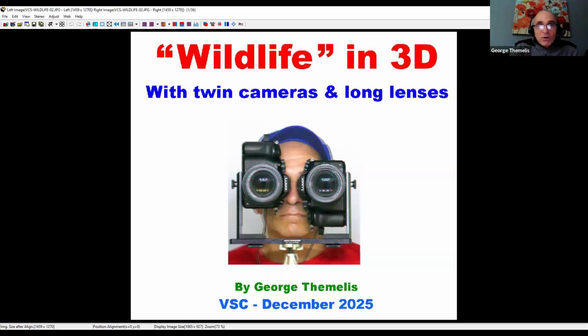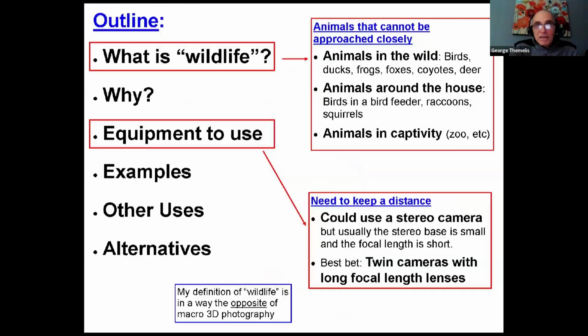So here's an outline of my presentation. It's about wildlife in 3D. So what exactly is wildlife? I define this as animals that cannot be approached closely. That includes animals in the wild, like birds, ducks, frogs, foxes, deer here in this area. Also, animals around the house. If you have a bird feeder, birds around the bird feeder. And here we have raccoons, squirrels, and finally, animals in captivity, like a zoo.